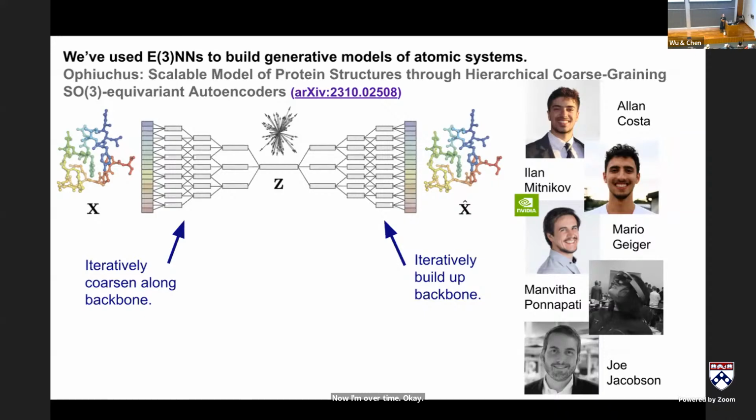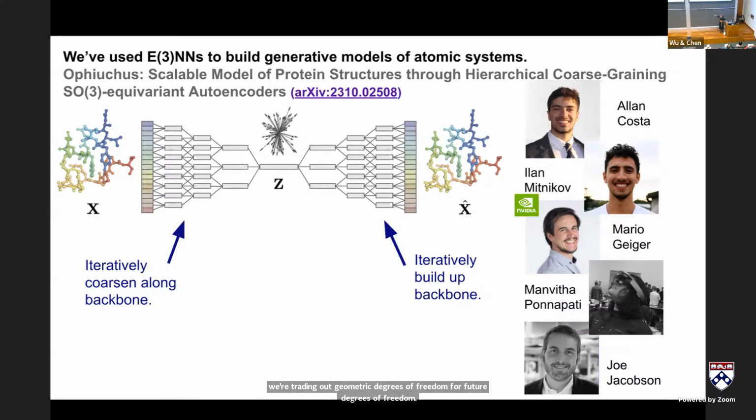So Fucus, this is a model that auto-encodes proteins. The important thing here is that we're using the backbone of the protein. We're coarsening the backbone until we get a single atom. So we're trading out geometric degrees of freedom for featured degrees of freedom. And this is interesting for multiple reasons.